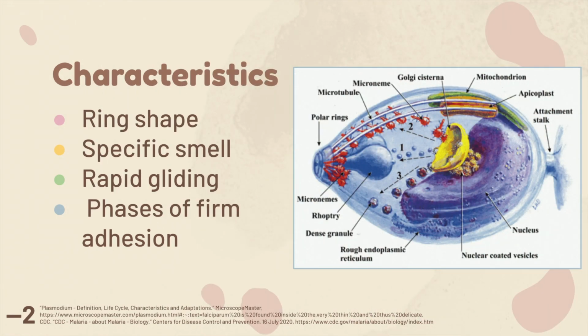Characteristics. It has a ring shape that consists of a nucleus, cytoplasm, as well as a central vacuole. The size is about a fifth the diameter of the erythrocytes. The ring forms have been shown to be very thin and delicate. It has a specific smell that only mosquitoes can sense, and this makes them more attracted to the host.